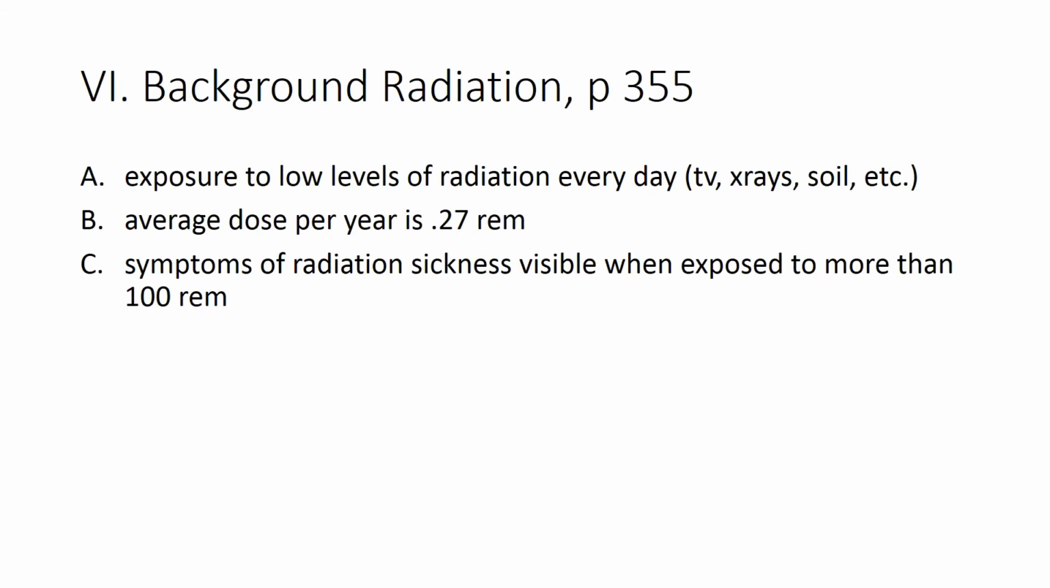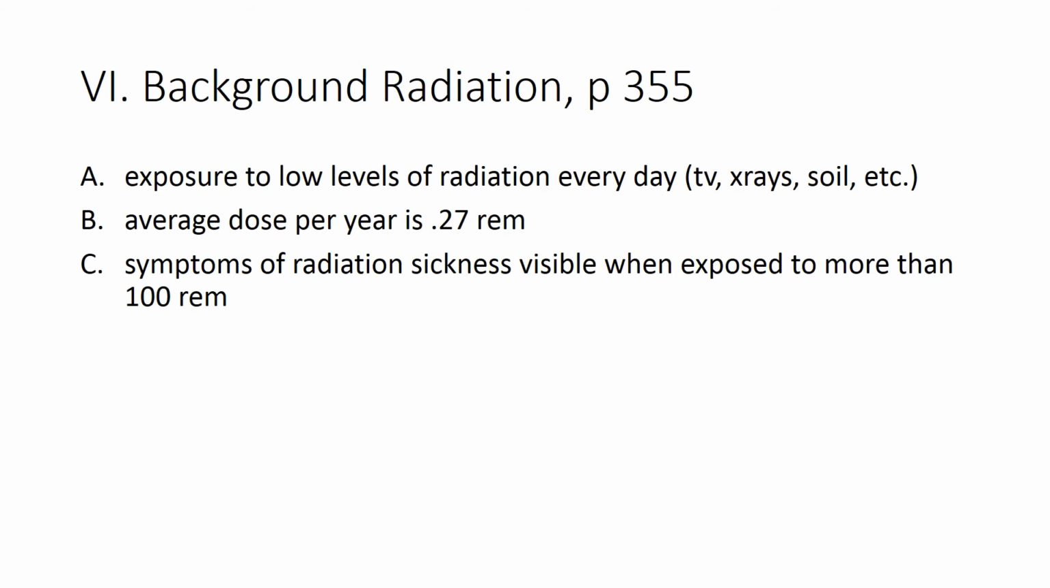Okay, we're going to parlay our talk on amounts of radiation absorbed into the background radiation you would see in your everyday life. So you have an everyday exposure to low levels of radiation. These come from things like TVs, if you have an x-ray taken, soil, etc. There is radiation, and as we said earlier, the average dose per year is about 0.27 REM. You're not going to experience any signs of radiation sickness or decrease in white blood cells at this point. It's a very minute amount of radiation.